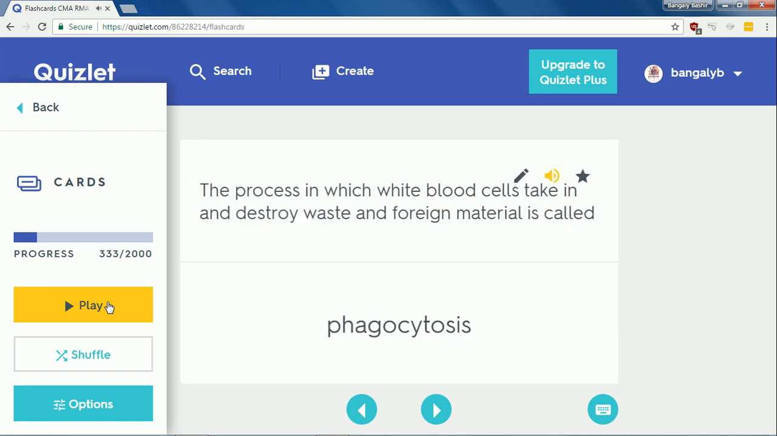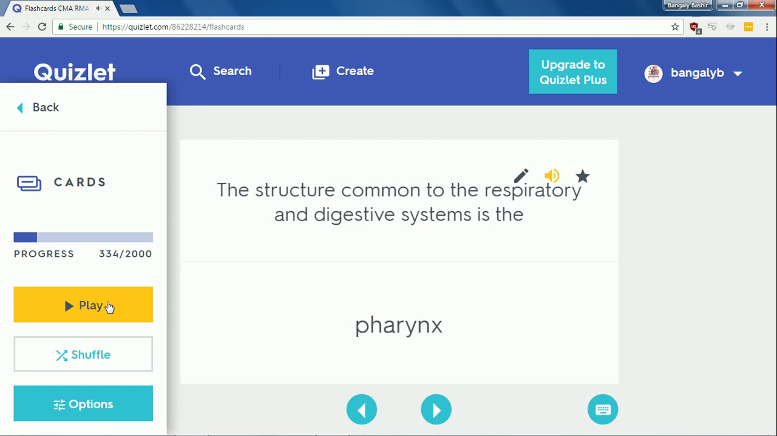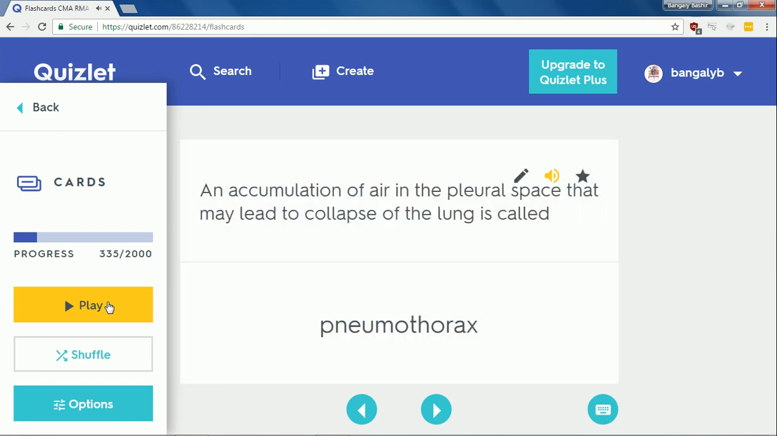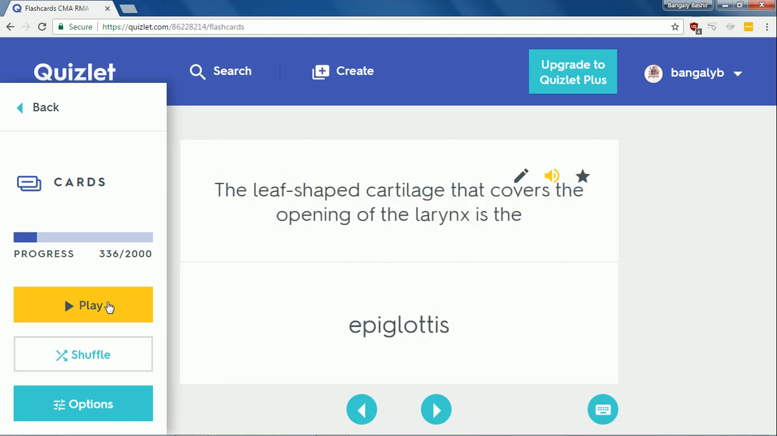The process in which white blood cells take in and destroy waste and foreign material is called phagocytosis. The structure common to the respiratory and digestive systems is the pharynx. An accumulation of air in the pleural space that may lead to collapse of the lung is called pneumothorax. The leaf-shaped cartilage that covers the opening of the larynx is the epiglottis.